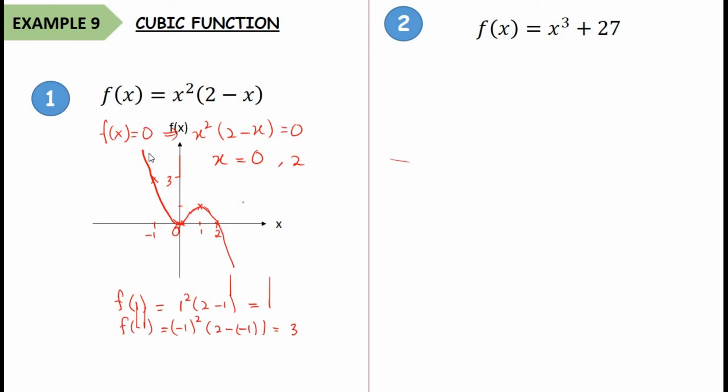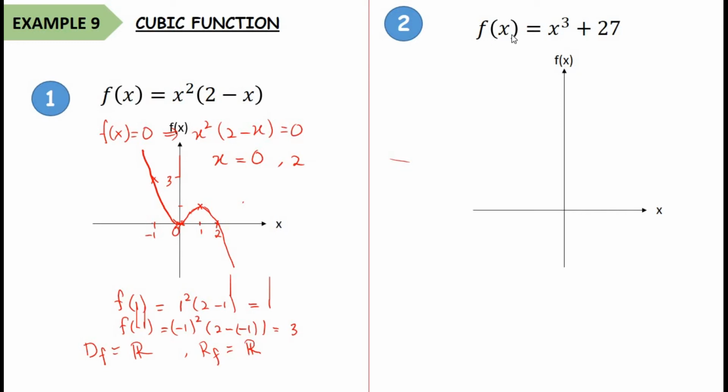So therefore, you can write the domain of f. So the domain of f is from negative infinity to infinity, and also the range of f is from negative infinity to infinity.